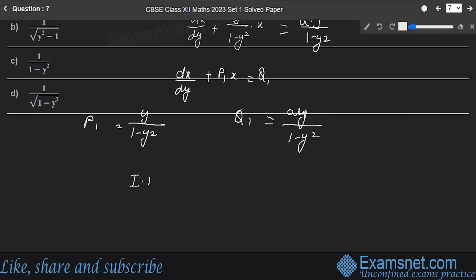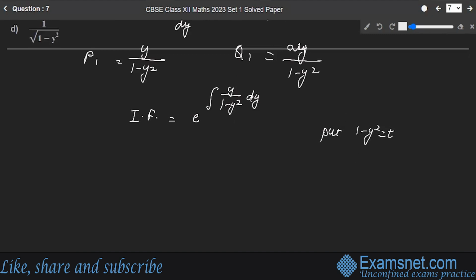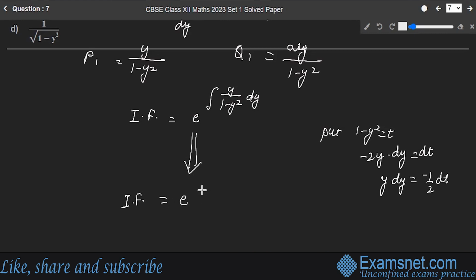Now in this case, the integrating factor is e raised to power integral of y upon 1 minus y square dy. I'll put 1 minus y square is equal to t. Now differentiating both the sides, you have minus 2y dy is equal to dt, or y dy is equal to minus 1 by 2 dt. So this integrating factor becomes e raised to power minus 1 by 2 integral of dt upon t.